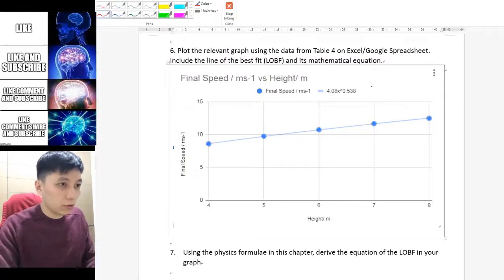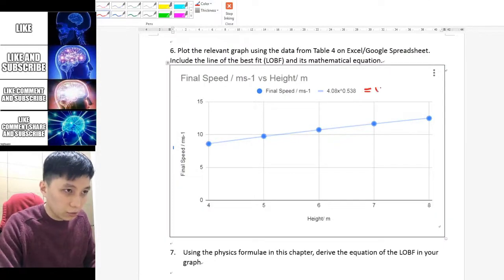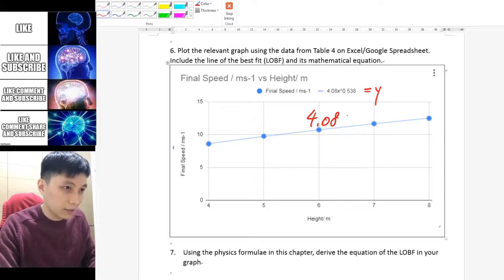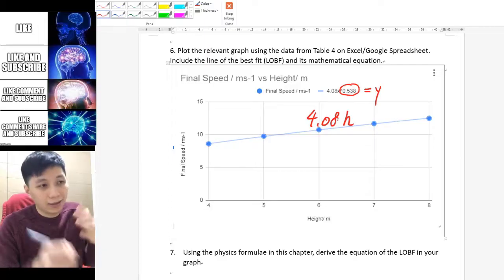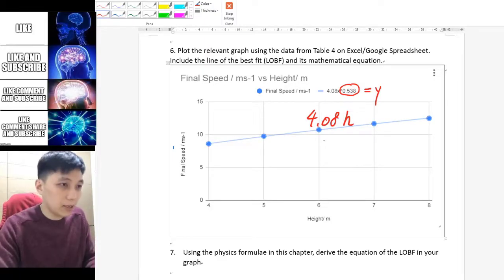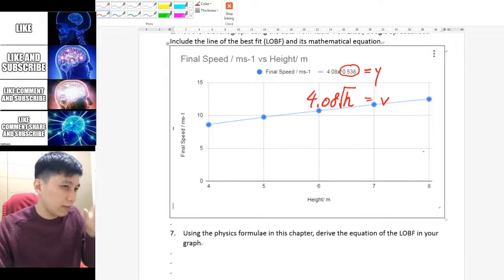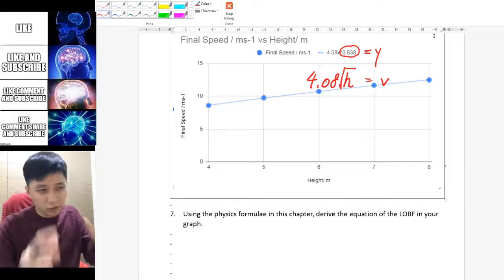So here you go, and again, notice that y should equal 4.08 x, where x means height. And then here you can take this as 0.5 simply, and that is having the square root here, and y is going to be v. And so this is something that we are aiming to get into the shape.